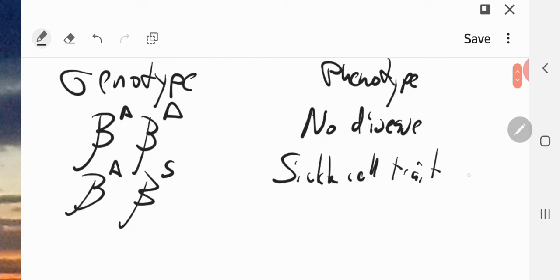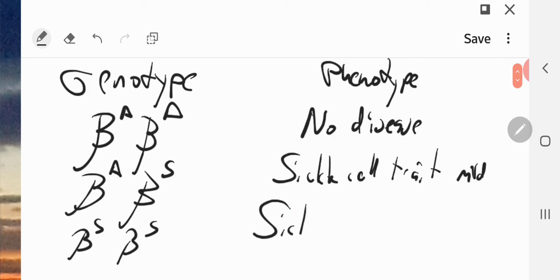Your symptoms are very mild, if at all. But if you're beta S, beta S, you have the condition called sickle cell anemia. So I consider this incomplete dominance.